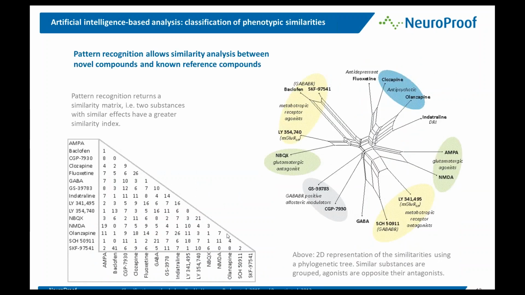Now, we use similarity matrices and pattern recognition tools to show similarities of compounds. In this phylogenetic tree here, you see that the compounds cluster according to their molecular mode of action very nicely. Let me come back to that when we talk about seizure prediction, because that is the technology we use then in both human and mouse cells.